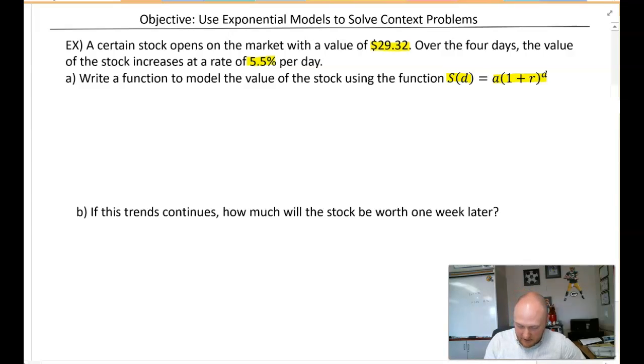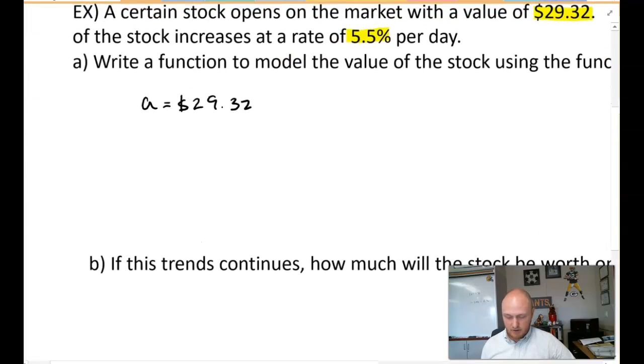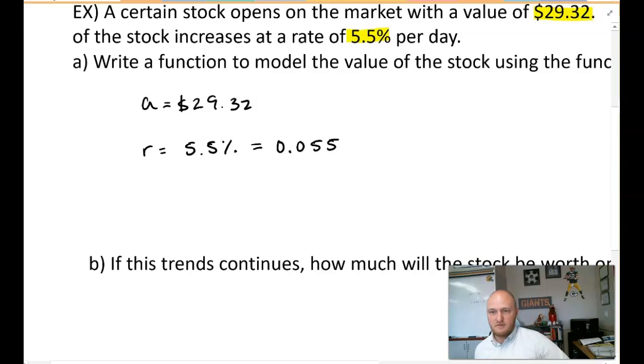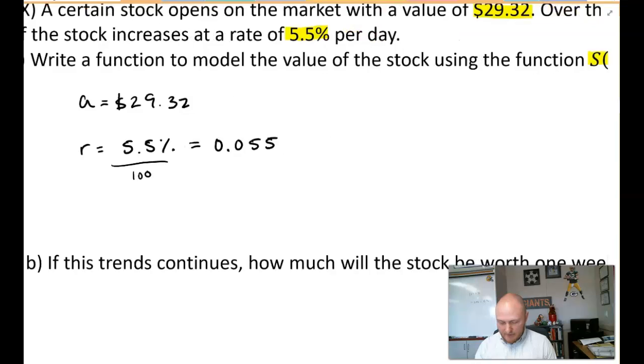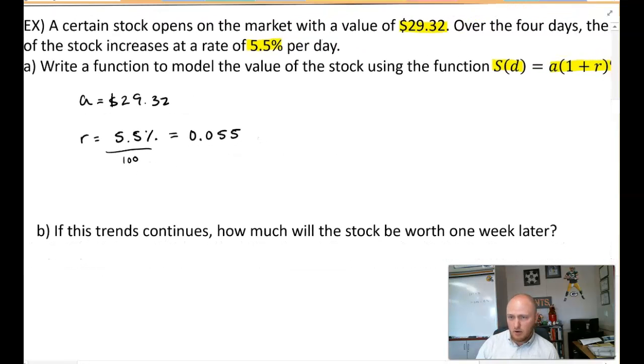So our A value, the stock was initially worth, or bought at, $29.32 a share. The rate, they say, is 5.5%. Expressed as a decimal, this is 0.055. Again, if you want to find that value, you can divide by 100, or you can think about 5%. That's going to be a nickel, right? 0.05, and then another 0.005. So there's our rate.